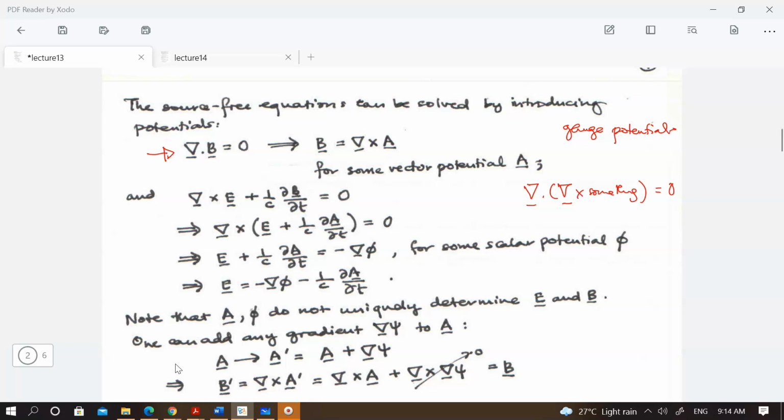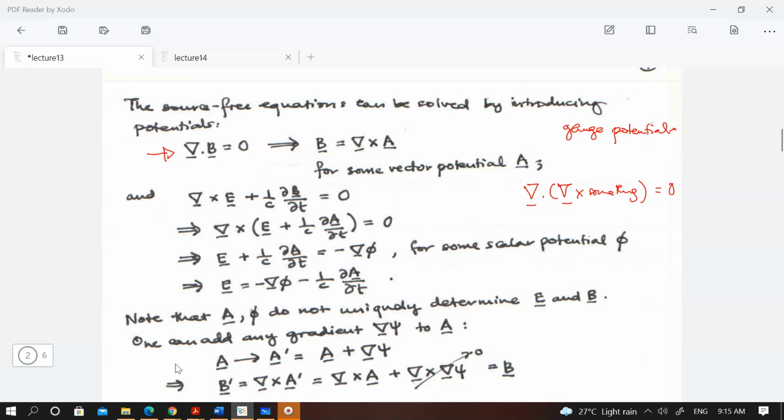The other source-free equation is given by the curl of E plus the time derivative of your magnetic field. One could now introduce the curl of this vector potential in B over here. Once you do that, the vector operation of the curl, del cross, will be also here and also here. So in other words, we can actually factor out the curl operation.